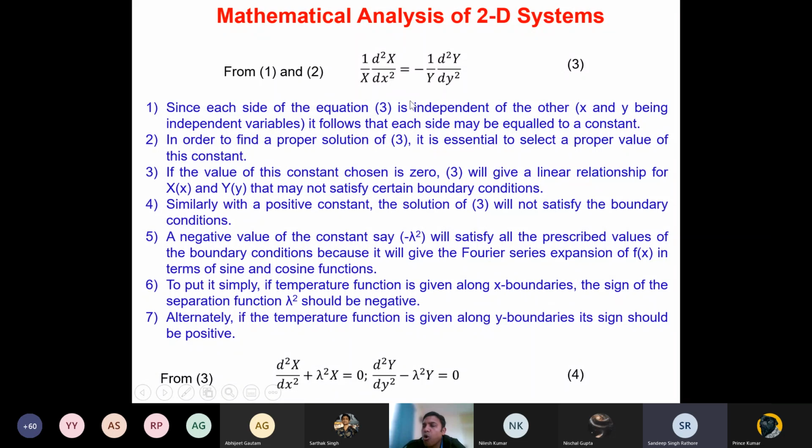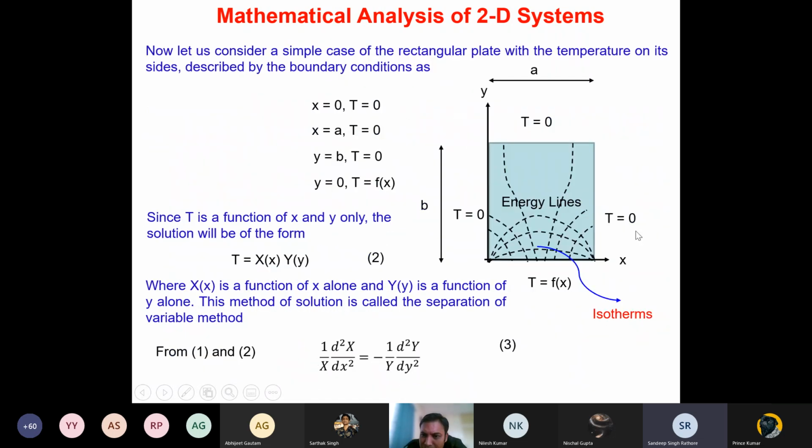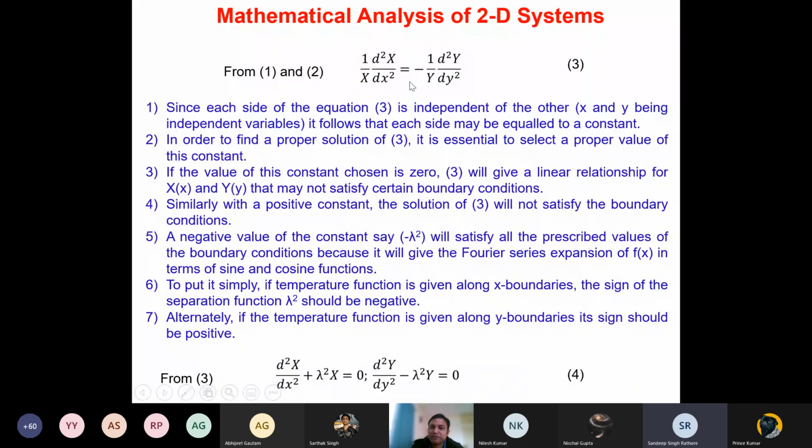But if you put the 0, you will see that you will get this X and Y as linear functions. And if these are linear functions, remember this T is any function. It could be a sinusoidal wave, it could be a cosine wave, it could be any function. So this particular boundary condition will be violated if I use this constant to be 0 here.